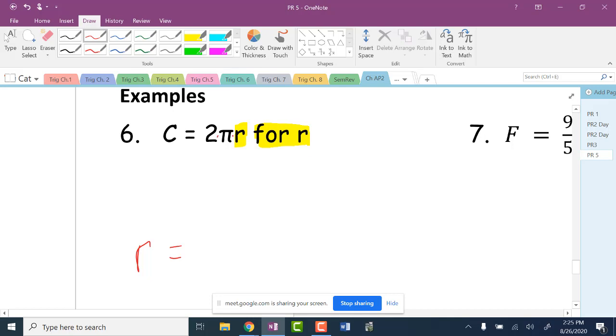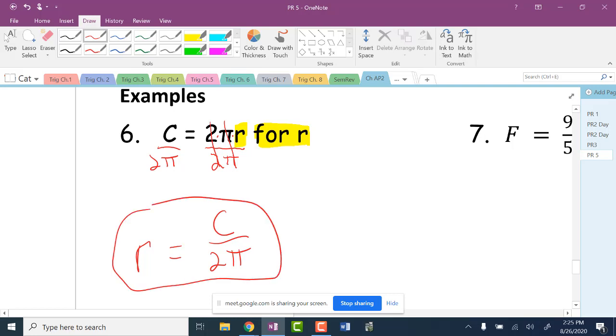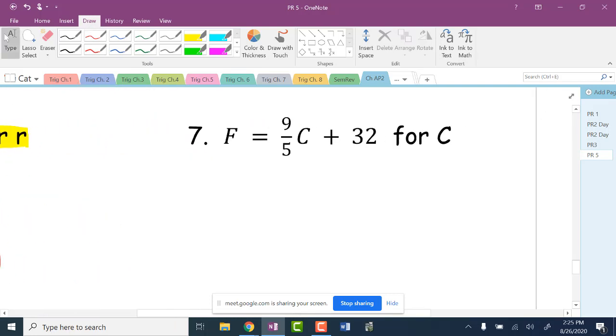So all you have to think about is undo operations. What is the opposite of multiply? Divide. And there you go. That's why some of these could be so easy. So what is R equal to? C over 2 pi. That's it. Okay, of course they get a little bit more challenging.